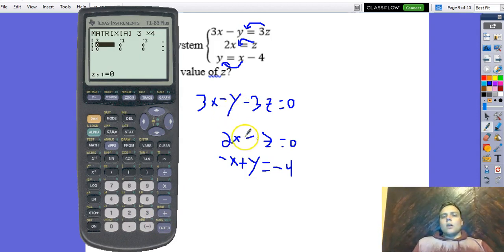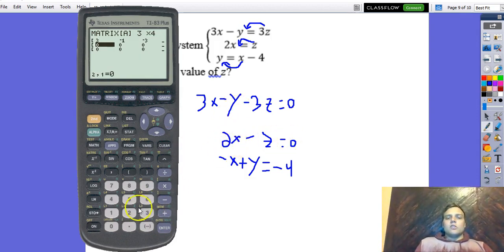Alright, now, 2x minus z equals 0. The first coefficient is 2. There is no y, so the understood coefficient is a 0. It's just negative z, so I'll just put negative 1. And then I put 0. Okay, and then negative x means negative 1 coefficient. Positive y, plus y means a positive 1 coefficient. No z, so I just put 0, and this is negative 4.